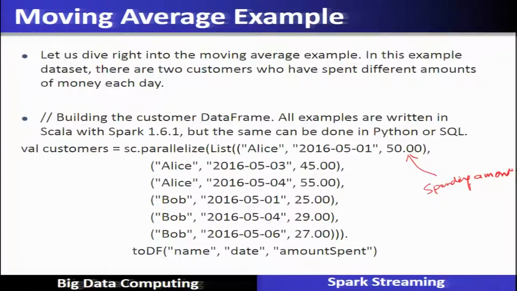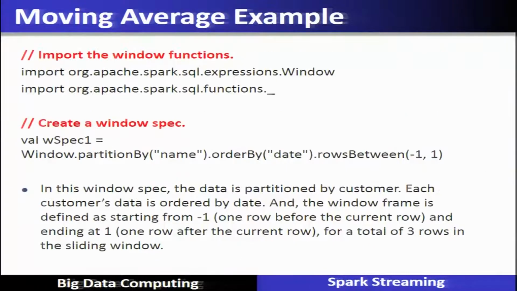Amount is given, and this is the name of the customer, and these are the dates when the customer has done these spendings. So given this particular detail, the name of the customer, a date, and the amount which is spent, given this data of customers, we can perform the window operations on top of it to calculate the moving average of spending.